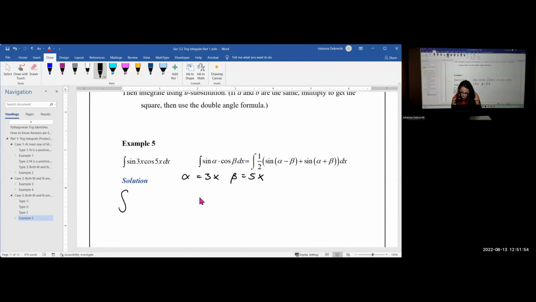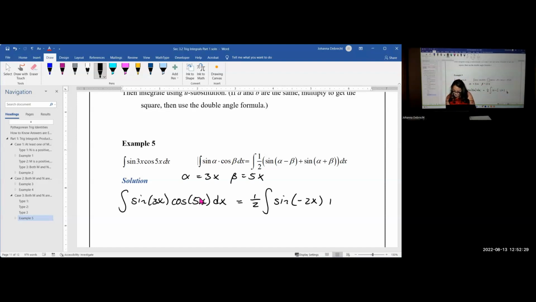So you're going to take the integral of the sine of 3x, and yes, I should have parentheses around those, and the cosine of 5x times dx. And again, this is a product, but it's the same type of function, so integration by parts is not an option. And then we're going to rewrite this as 1/2 times that whole thing. So I'm going to pull the 1/2 out. And then I have the sine of alpha minus beta. So alpha minus beta is 3x minus 5x, which is negative 2x.